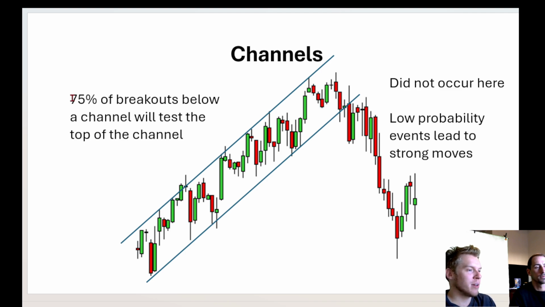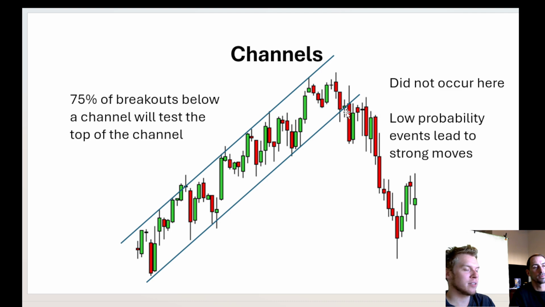75% of breakouts below a channel will test the top of a channel. So we can see here it broke out below the channel. However, this is the 25% of the time where it did not come back up and test the highs. So that's a low probability event, and when you get low probability events, it often leads to strong moves because it's a surprise. When it breaks down here, usually the market will come back up and test somewhere up here, but this time it didn't, and that's a surprise to the market and the people that are trading. And you can see we got a fairly strong sell-off out of that.